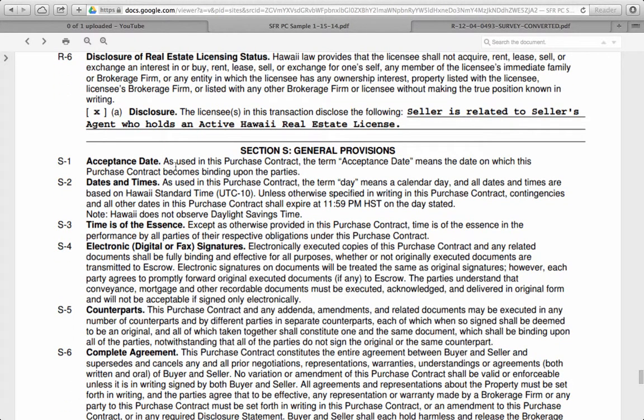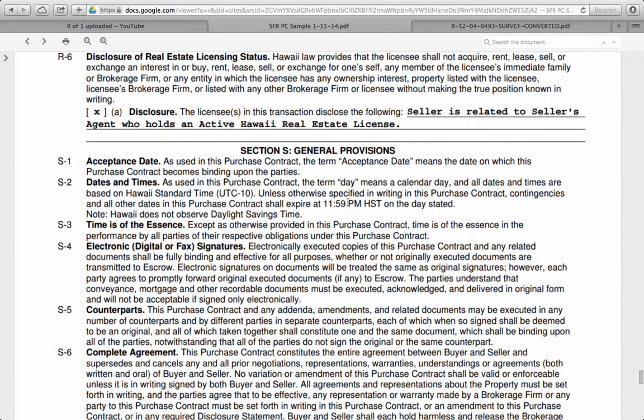Okay, and then these general provisions are really good to go over because they explain a little bit about the terminology within the contract, like acceptance date. What does that mean? Dates and times. When we talk about expiration of things, this talks about the time frame of things that expire at midnight.